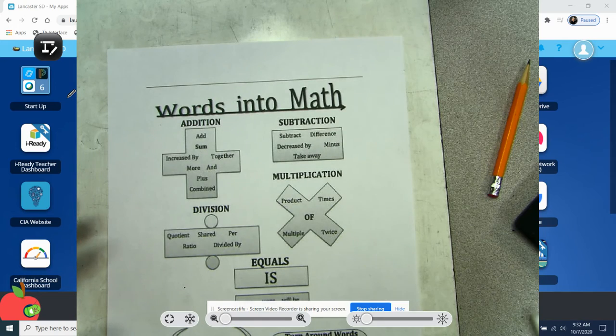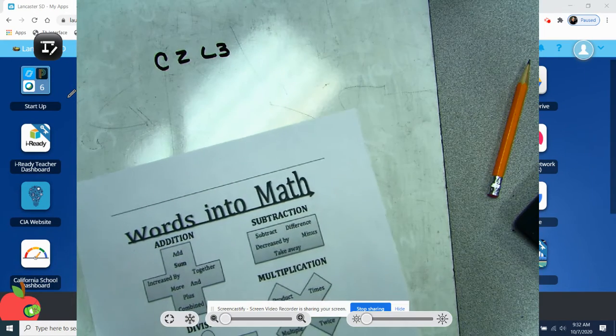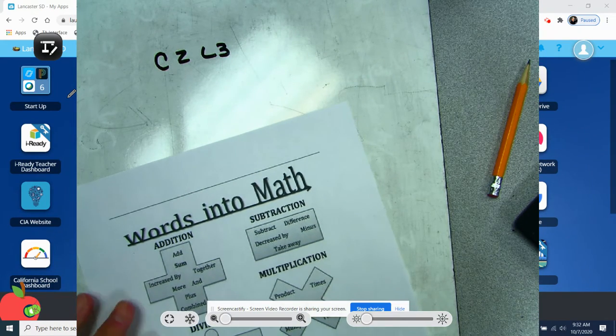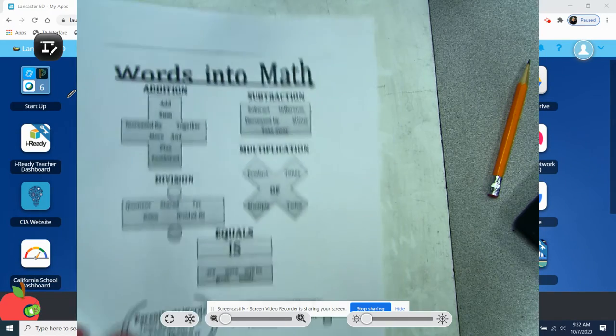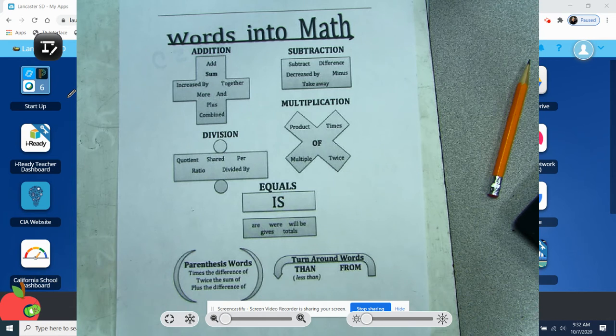Hello guys, today we're going to be talking about Chapter 2, Lesson 3. So Chapter 2, Lesson 3, and that is all about writing equations, specifically two-step equations. Now, before we get started with that, we need to talk about words into math.